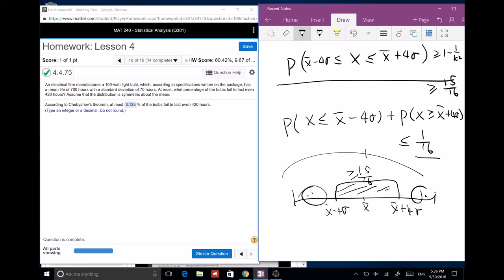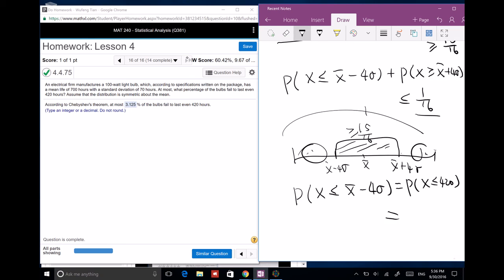Since that's symmetric, then we got P of random variable x less than or equal to x bar minus 4 sigma, which is P of x less than 420. It's just half of the 1 over 16. So it's going to be at most 1 over 32, equals 3.125%. Okay, that's it.